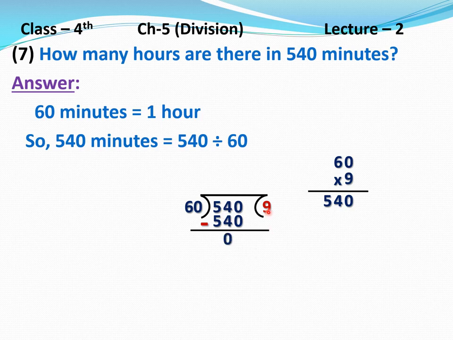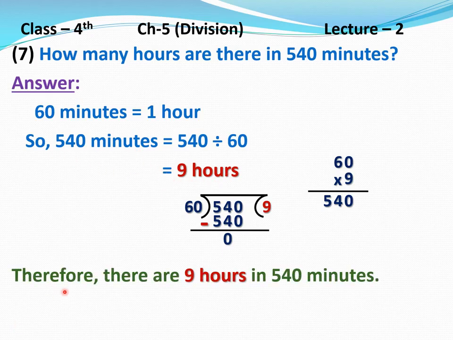Quotient is 9 and remainder is 0. So answer is 9. Clear? Write down 9 hours. 540 minutes equal to 9 hours. Write down. Therefore, there are 9 hours in 540 minutes. Clear?